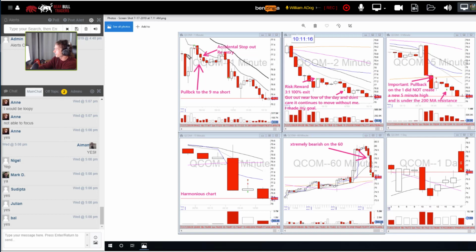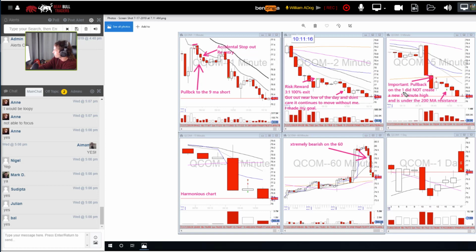But what I saw is on the 1, it dumped down here and it went up to the 9 moving average. So I shorted it and then I accidentally hit a hotkey by mistake. This is an accidental stop out and I instantly got back in. I did not mean to get out. So I shorted at the resistance, which was on the 5.